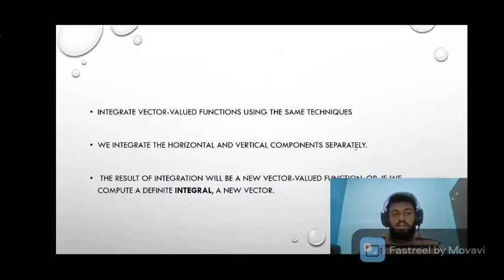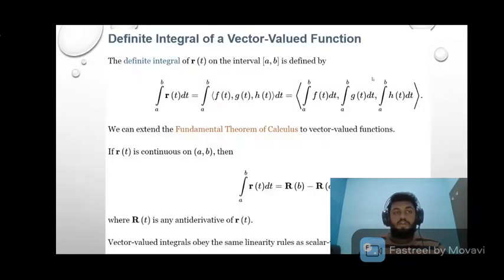We can integrate vector valued function using the same techniques that we use to integrate scalar functions and parametric functions. When we integrate a vector valued function, we integrate the horizontal and vertical components separately. The result of integration will be a new vector valued function, or if we compute a definite integral, a new vector. These are the definite integral of a vector valued function.